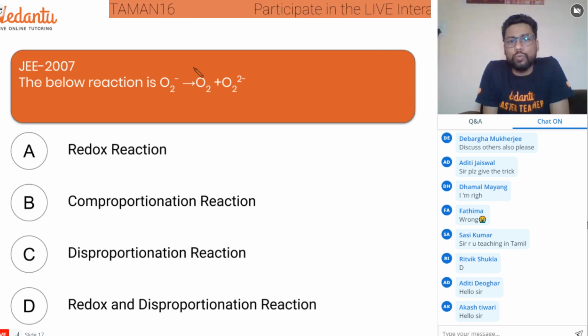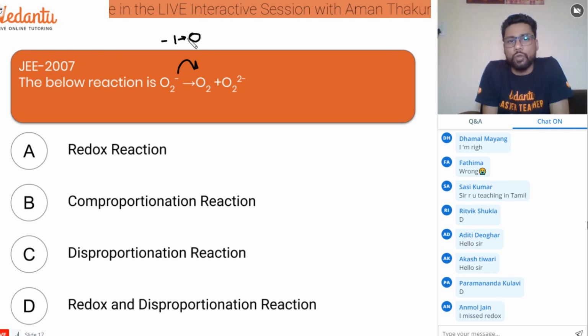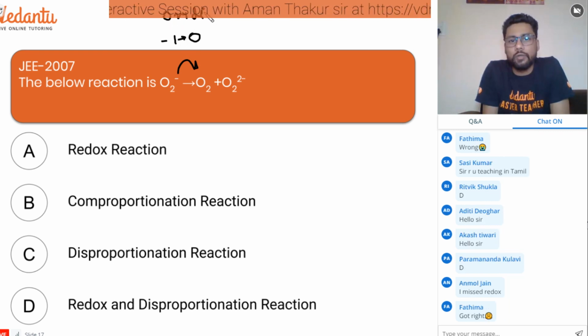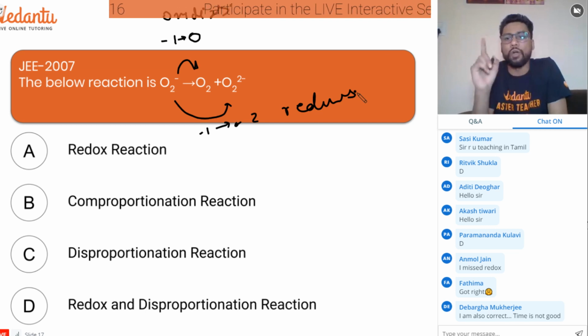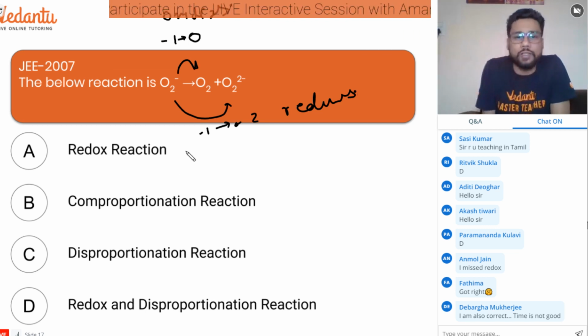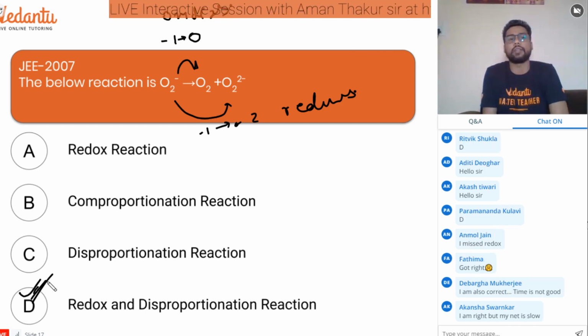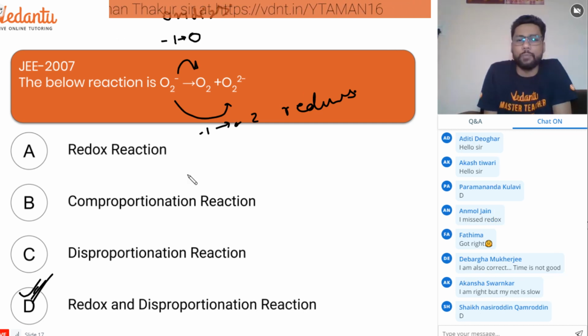In this, O2 goes from minus 1 to 0. That means it oxidizes. Whereas this goes from minus 1 to minus 2. That means it reduces as well. So first of all, redox is occurring, and this reaction is categorized as a disproportionation reaction.